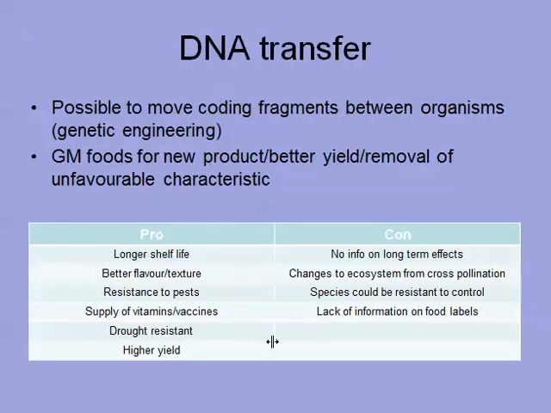DNA transfer, so we can actually move bits of DNA between different organisms, and that's genetic engineering. And so people have been doing a lot of genetic engineering with foods, and we might find that we get an entirely new product, we might get a better yield, we might manage to get rid of some unfavorable characteristics. And you can see here some pros of the process and some drawbacks of the process as well.